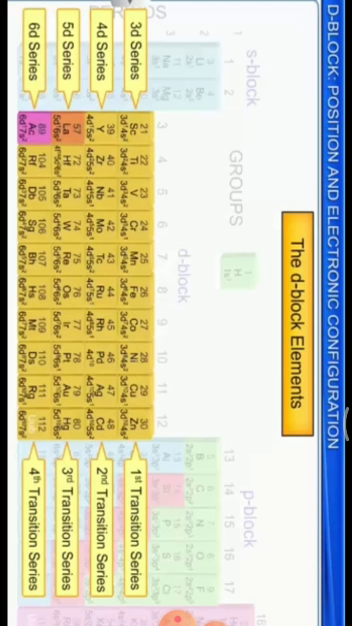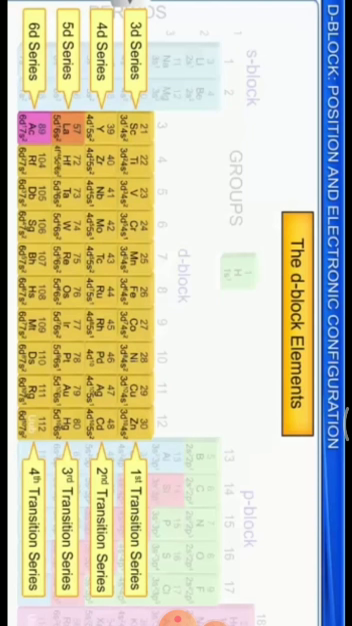Next property is metallic property. D block elements exhibit some metallic properties like high tensile strength, malleability and ductility, high thermal and electrical conductivity, high melting and boiling points. So transition elements are hard and have high melting points, with the exception of zinc, cadmium and mercury.